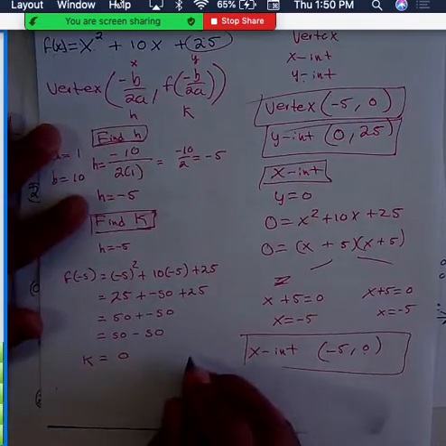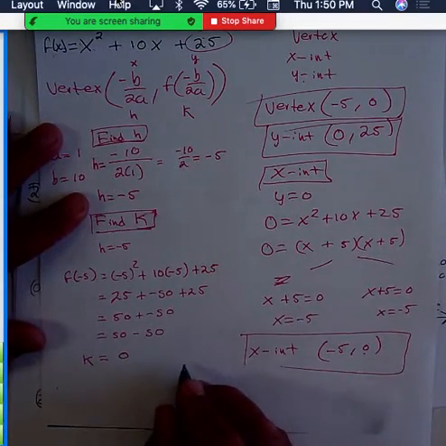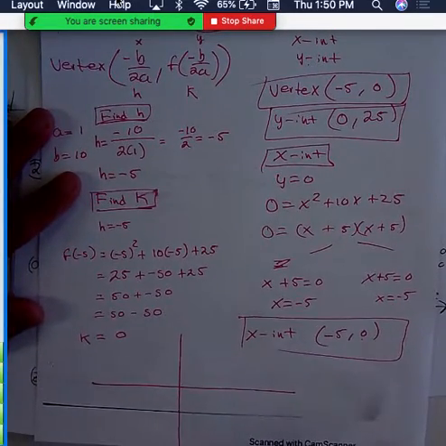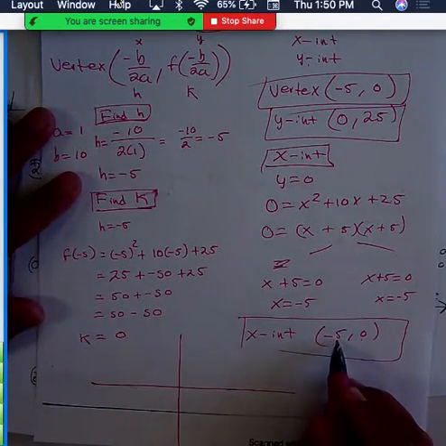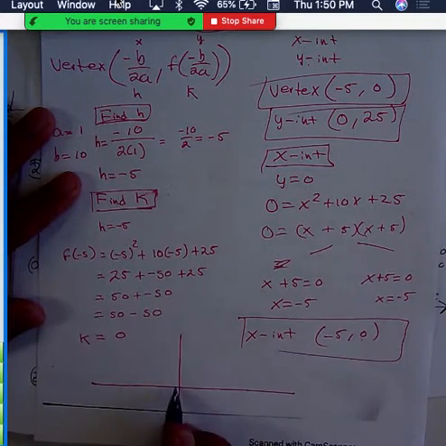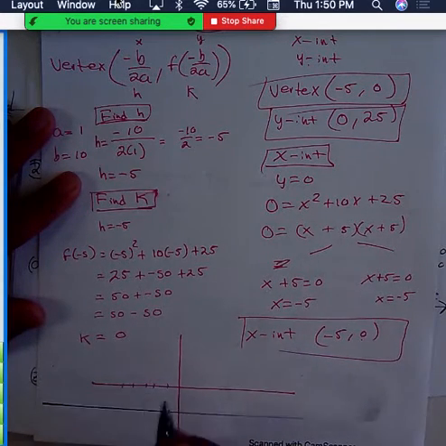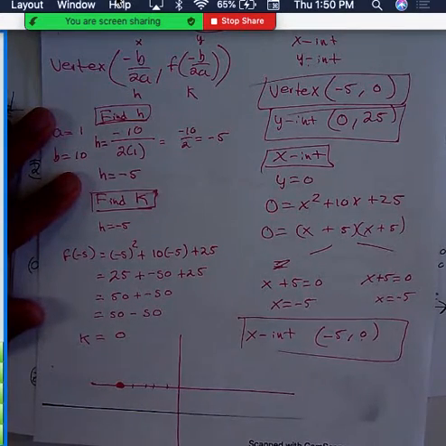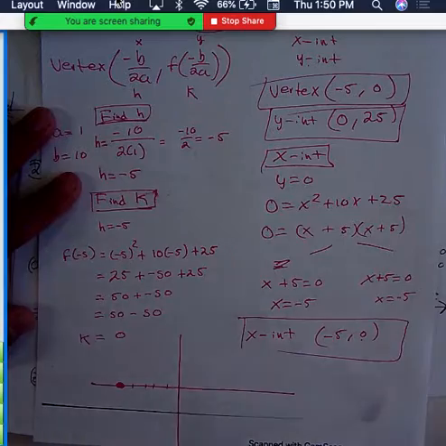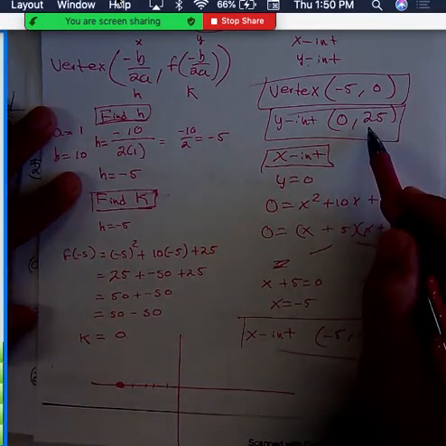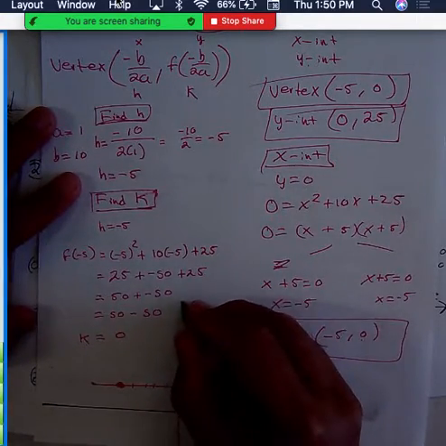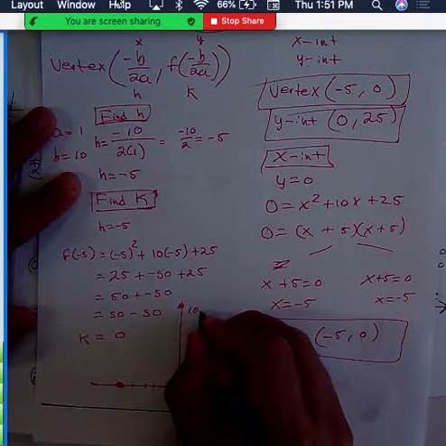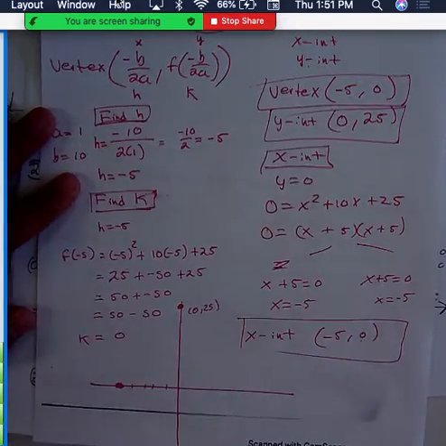the graph, and now I'm going to really sketch this thing. So it touches at 5, negative 5. So 1, 2, 3, 4, 5. So let's say this is negative 5, 0. That's the x-intercept. And then it touches the y-intercept at 0, so somewhere over here, 25. Let's pretend this is 25 because there's not enough space.